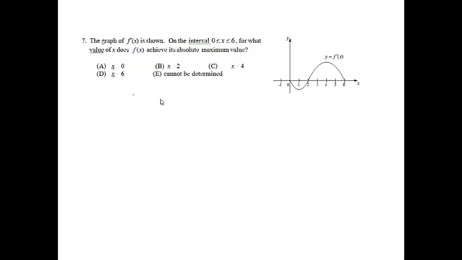Okay, 7. The graph of f prime is shown on the interval 0 to 6. For what value of x does f of x achieve its absolute maximum? If you have an absolute maximum, our process is going to be to find the derivative, so find f prime, and then find the critical numbers.